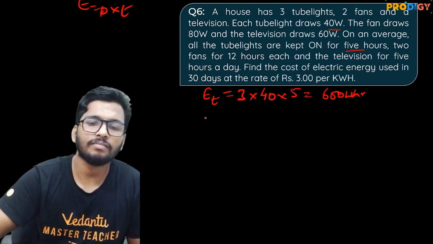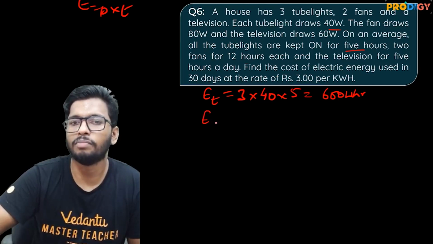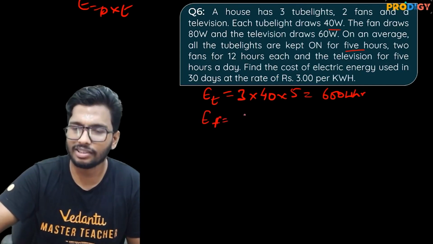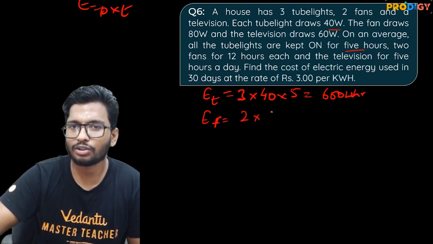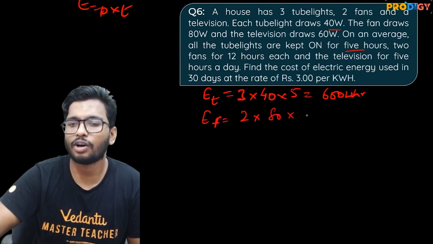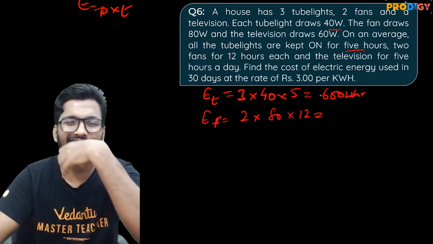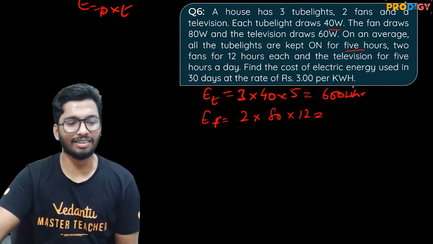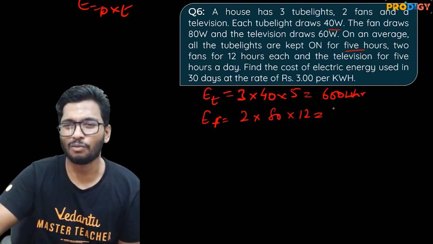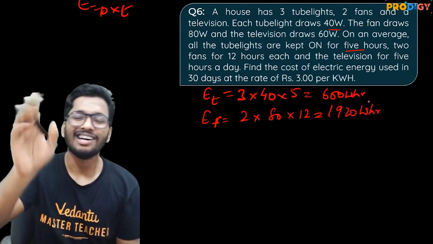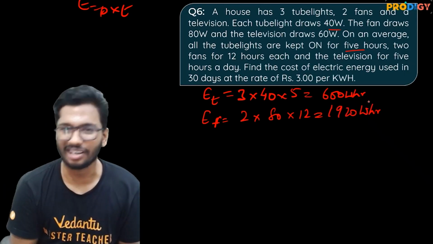Now, find out the energy consumed by the fan. Once again, there are two fans which have a power rating of 80 watts, and they are on for about 12 hours. So how much is that, guys? That is 24 into 80. It'll be around 1920 because I've already done it, so I'm just going to write it directly over here. So here it is 1920 watt hour.